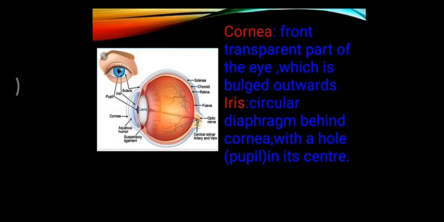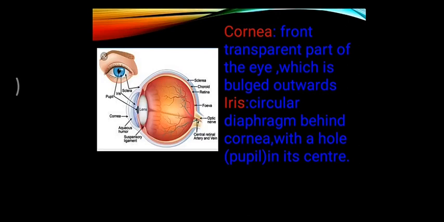The front transparent part of the eye is called cornea, which is bulged outwards. Transparent is anything which allows light to pass through, right? And this cornea serves as a window of the eye. Behind the cornea is a circular diaphragm called iris with a hole in its center. The iris has muscles and colored pigments. The color of the eye depends on the color of these pigments. So, when we are talking about the color of someone's eyes, we are actually talking about the color of the iris.